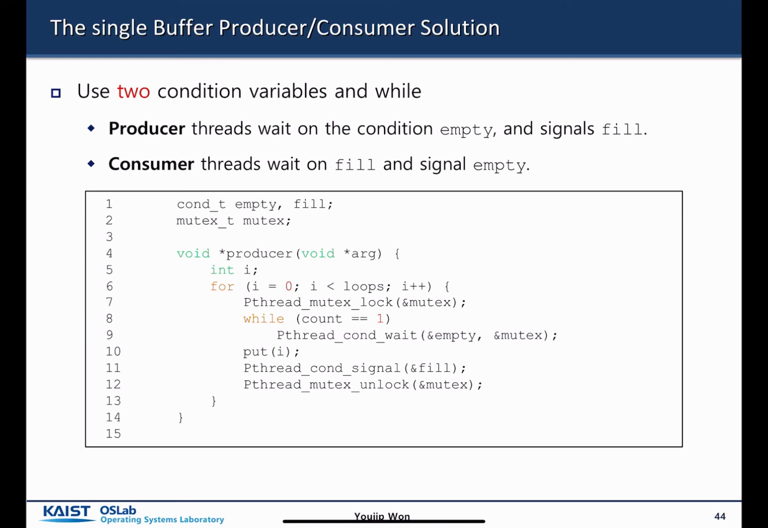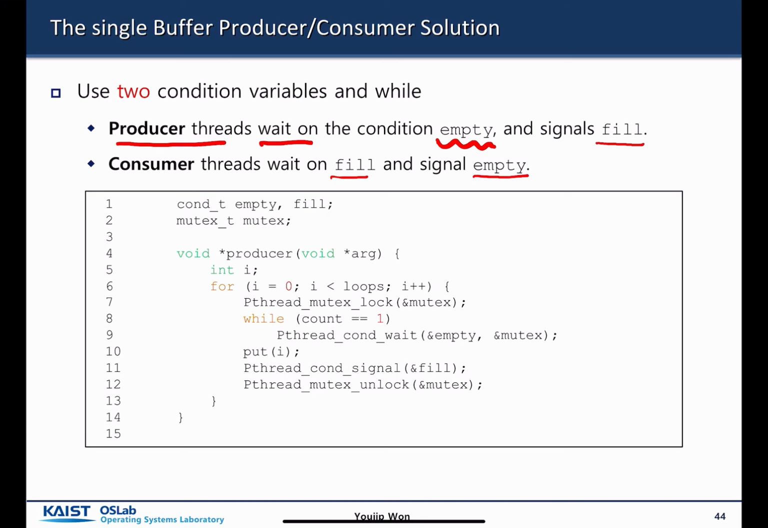So the producer now waits on the condition empty, and when it finds the buffer is empty, then it generates the contents, and next it signals the condition variable fill. The consumer does the opposite. The consumer threads wait on fill and signal empty. So this is how it works.